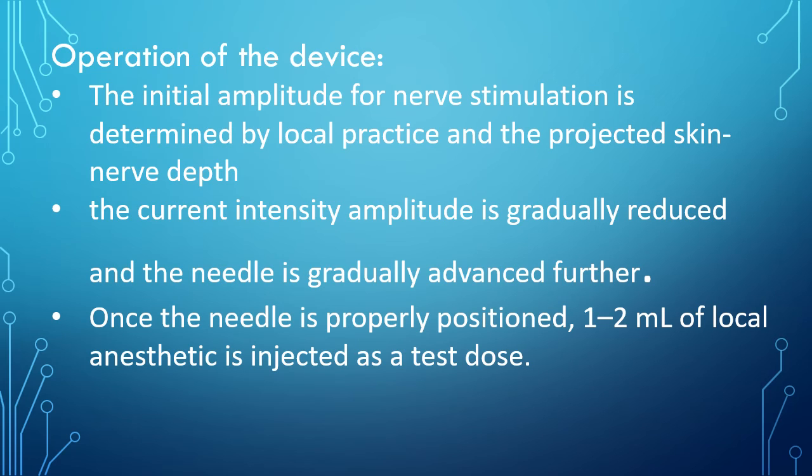Once the needle is properly positioned close enough to the nerve, at around 0.3 milliampere current amplitude and 0.1 millisecond pulse duration, 1 to 2 milliliters of local anesthetic is injected as a test dose using low opening injection pressure to eliminate muscle twitch. The needle should not be advanced too quickly, as this increases the risk of injury. Furthermore, the best needle position for producing a good near threshold motor response may be overlooked.